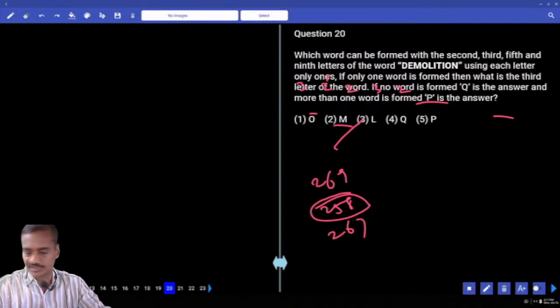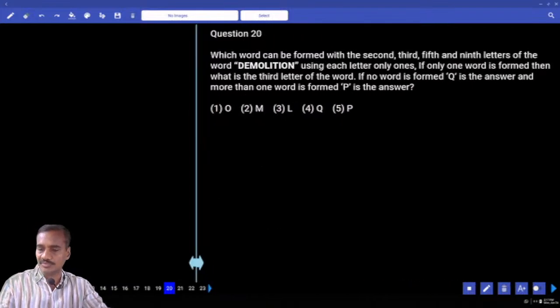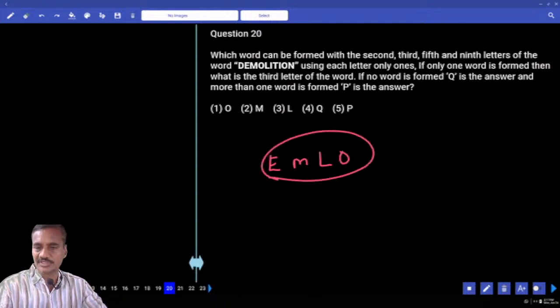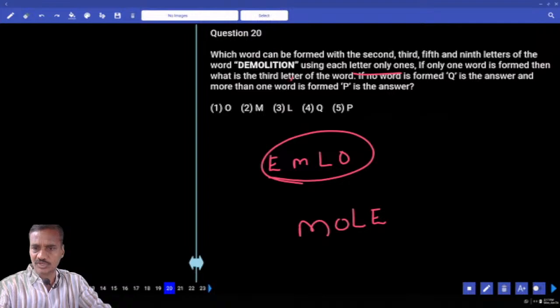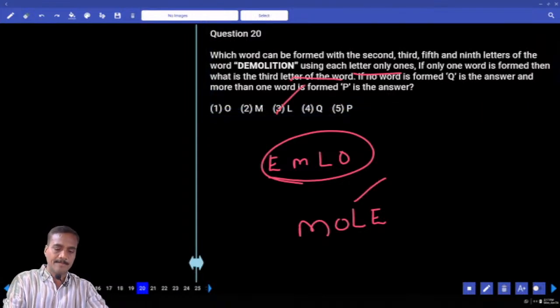The next one, 20th. In this question, which word can be formed by word formation? Now 2, 3, 5, O. What is the word that can be formed? Mole, M-O-L-E. Mole is the word that can be formed. Which of the following will be the third letter of the word? The third is L, choice 3, question number 20.